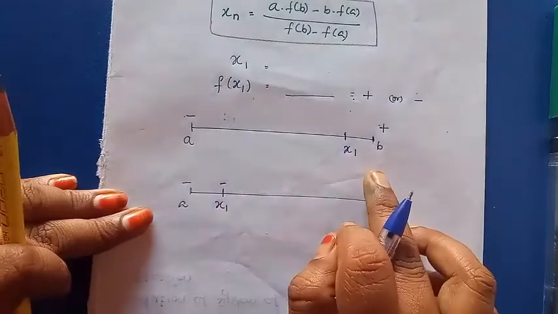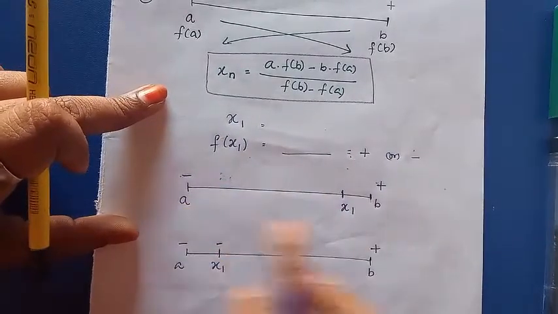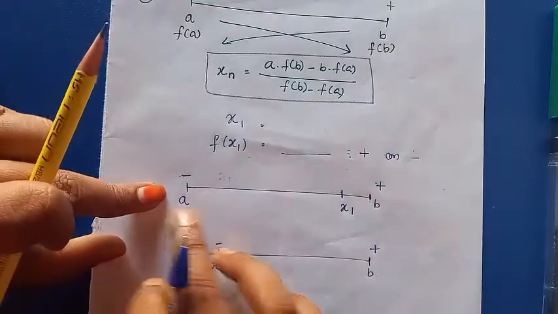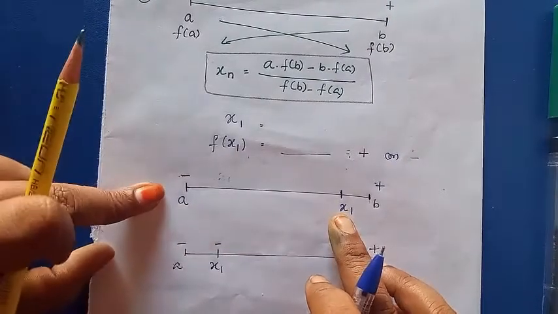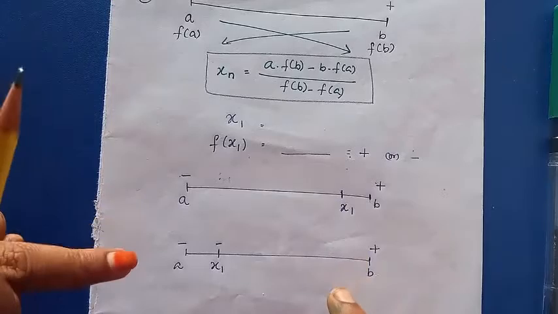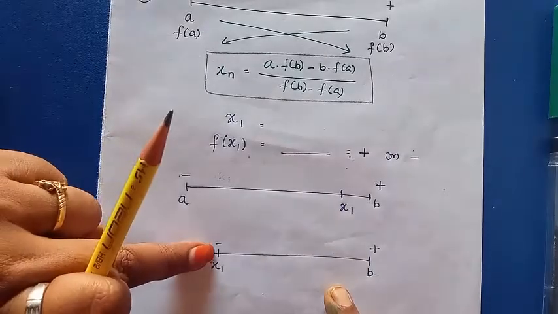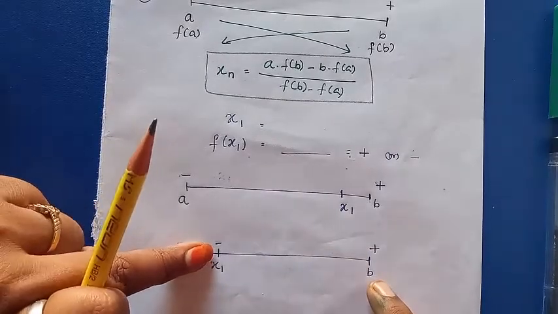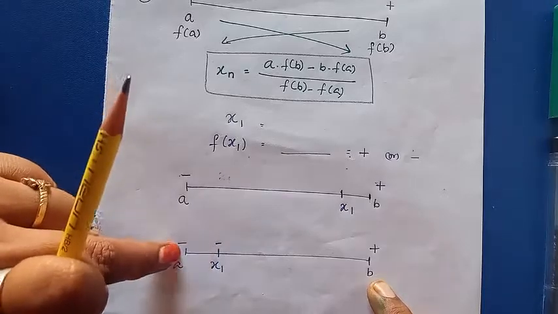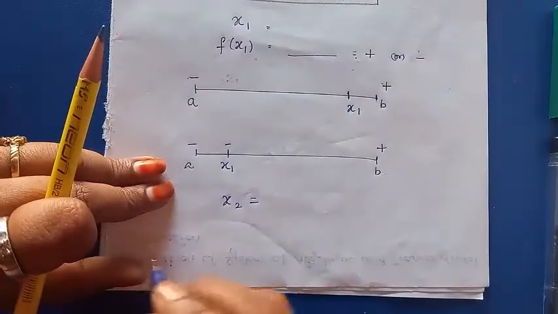If the first one is the conclusion, then in the given formula you replace b with x1, that is, a and x1 is the interval. You replace b with x1. If we got the second conclusion, we proceed between x1 and b, so in the formula you replace a with x1. Get the next approximated value x2 as usual.